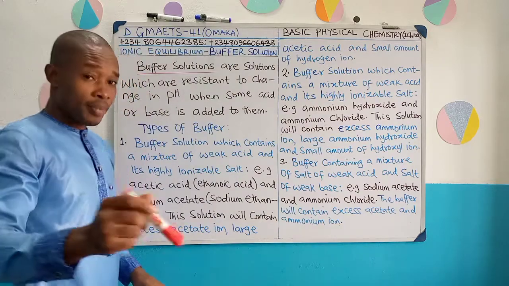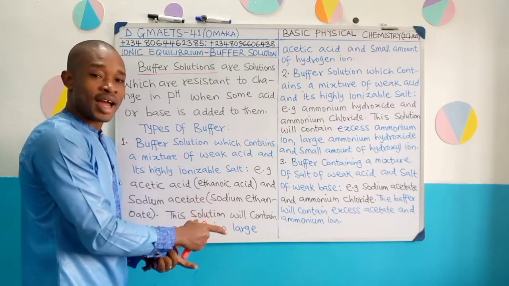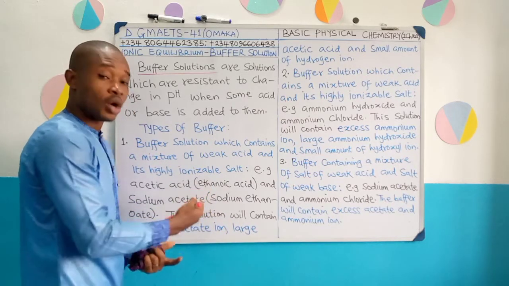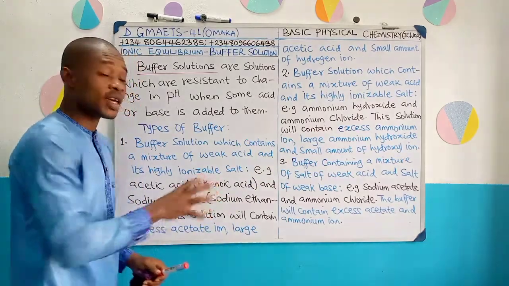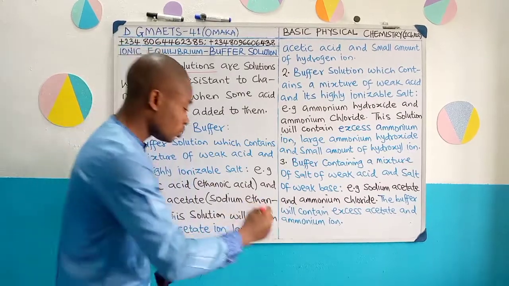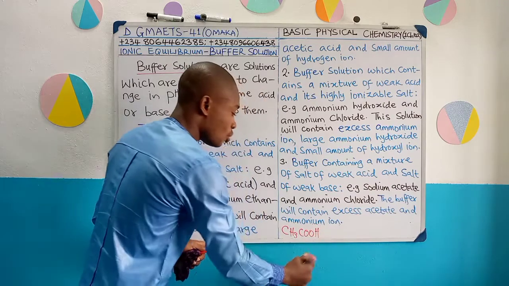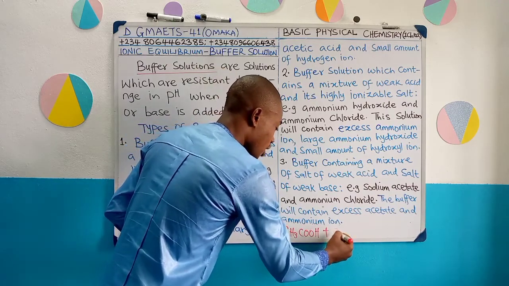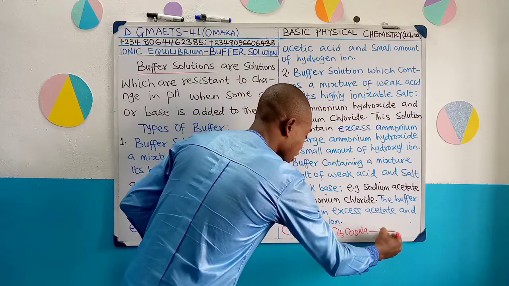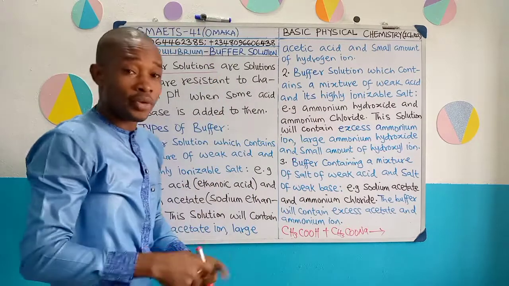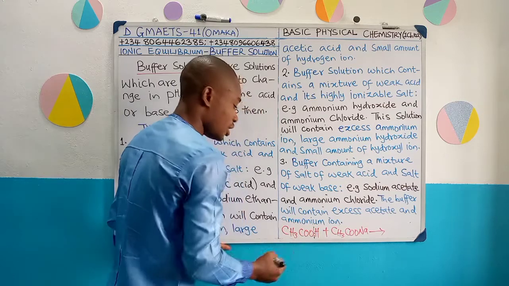Alright, so remember we talked about a buffer that contains a weak acid and its highly ionizable salt. So let us see what such a solution is going to contain. I'm using an example of acetic acid and sodium acetate. So quickly, let me write acetic acid, CH3COOH. It is a weak acid, so I'm going to mix it up with CH3COONa, sodium acetate.